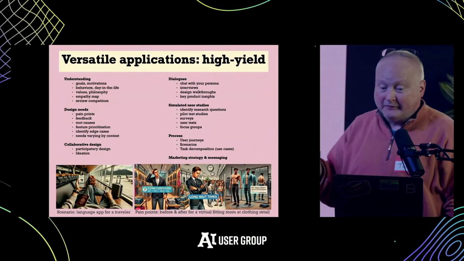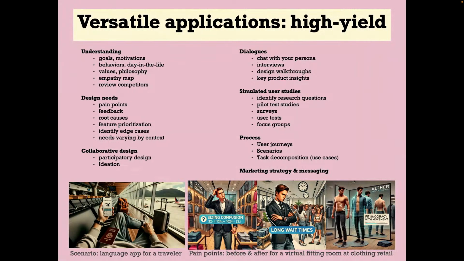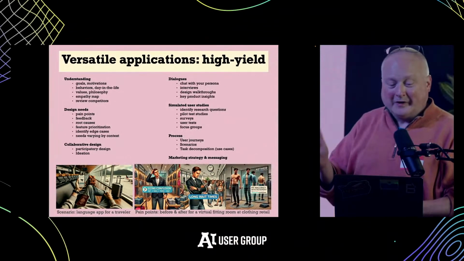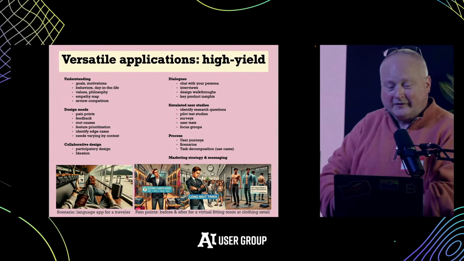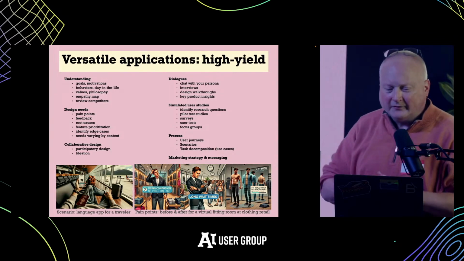My last superpower is versatile applications, all the things you can do with a persona. I won't read through them all, but you can, in various ways, understand them, find out the needs, ask the personas to be involved in collaborative design. You can have dialogues with them. You can literally say to ChatGPT, okay, I would now like to talk to Dr. Amina Khalid. Can you please talk to me in her voice? And then you can just ask her anything, and ask her if she wants to play a game of tic-tac-toe, whatever you like. You can have that direct interaction as well. So that simulation in a dialogue is really cool.